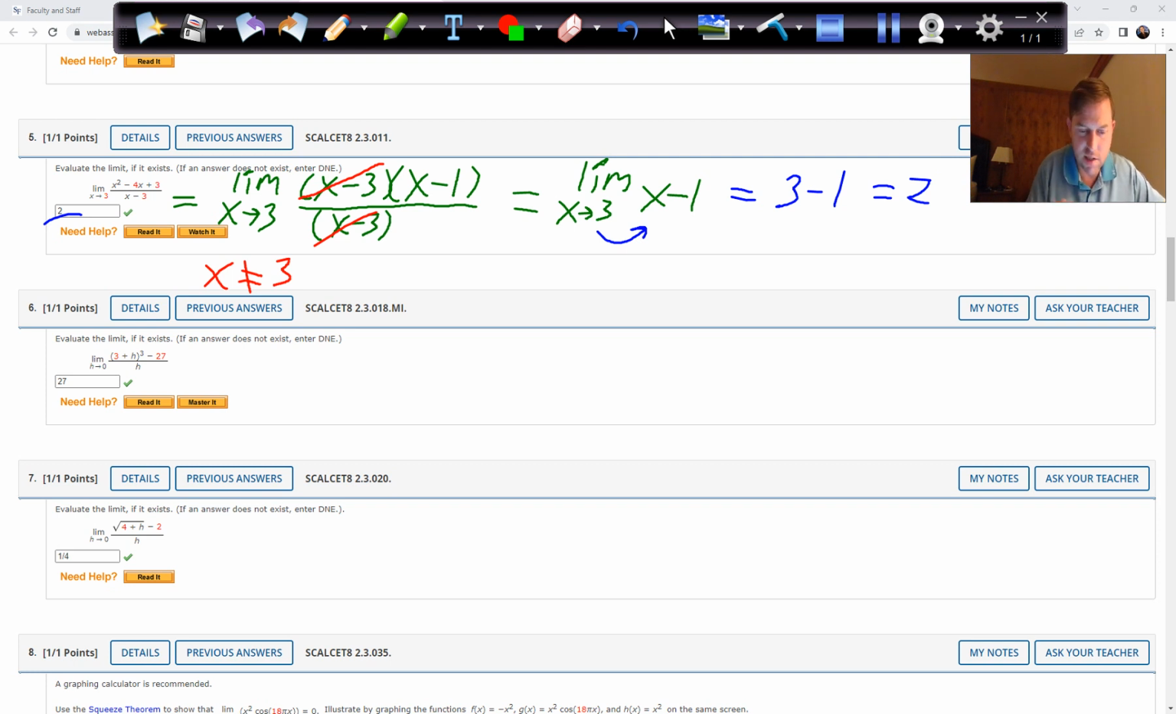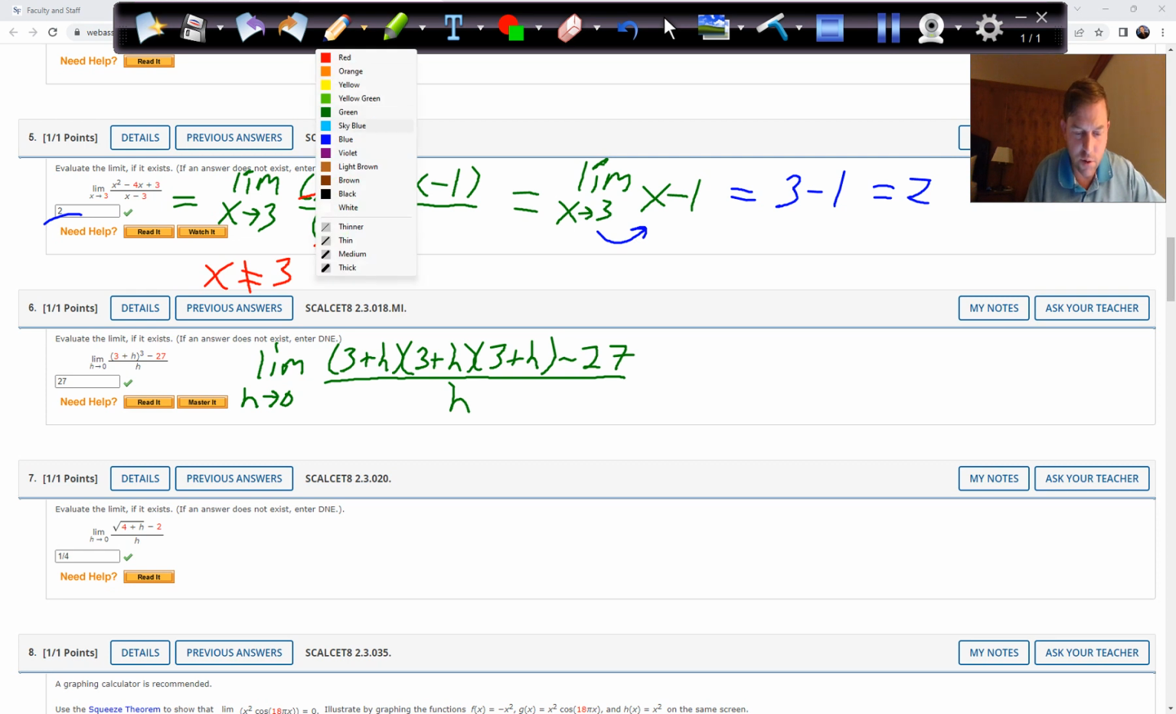Okay, problem 6 is a little more involved because you have something to the third power. So you have the limit as h approaches 0 of (3 plus h) cubed. Now I'm going to write this out: (3 plus h)(3 plus h)(3 plus h). Then you have minus 27, all divided by h.